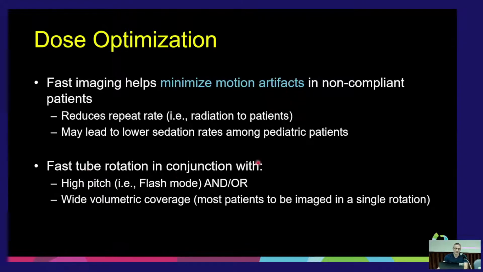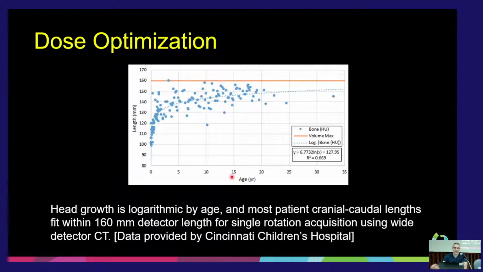But the other thing is you can never go faster than just a single rotation. Most of our scanners can go 0.275 or even 0.35 seconds; I've seen 0.225. So our scanners now can really spin quick. And several of them on the market have wide detectors, with outwards of 16 centimeters coverage.